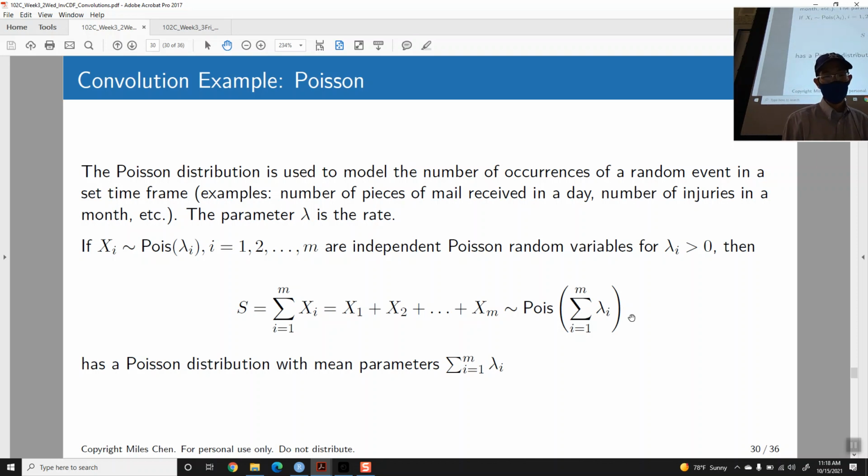The Poisson distribution is used to model the number of occurrences of a random event in a set time frame. For example, the number of pieces of mail received in a day, or the number of injuries that happen in a month, or the number of phone calls you receive at some given time. If events are uniformly distributed randomly on some interval, then the wait times in between them are exponential, but the number of events within a given time frame follows Poisson.